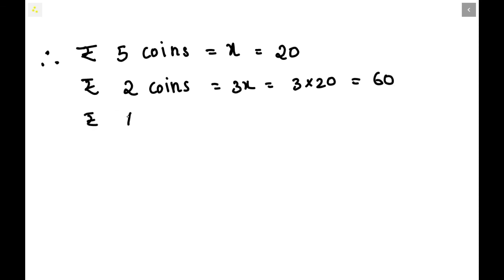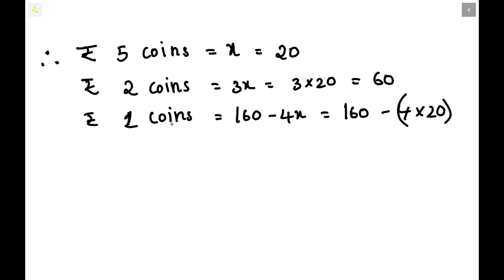And the number of 1 rupee coins will be 160 minus 4x. That will be 160 minus 4 into 20, because the x value is 20. If we simplify this, we get 160 minus 80, that is 80. So the number of 1 rupee coins is 80. Therefore we have found how many coins of each denomination we have. The 5 rupees coins are 20, the 2 rupees coins are 60, and the 1 rupee coins are 80.